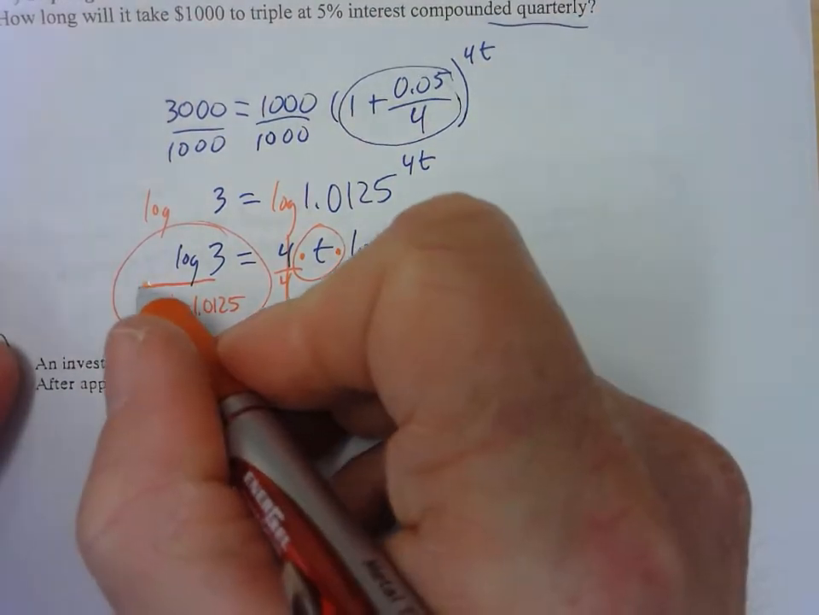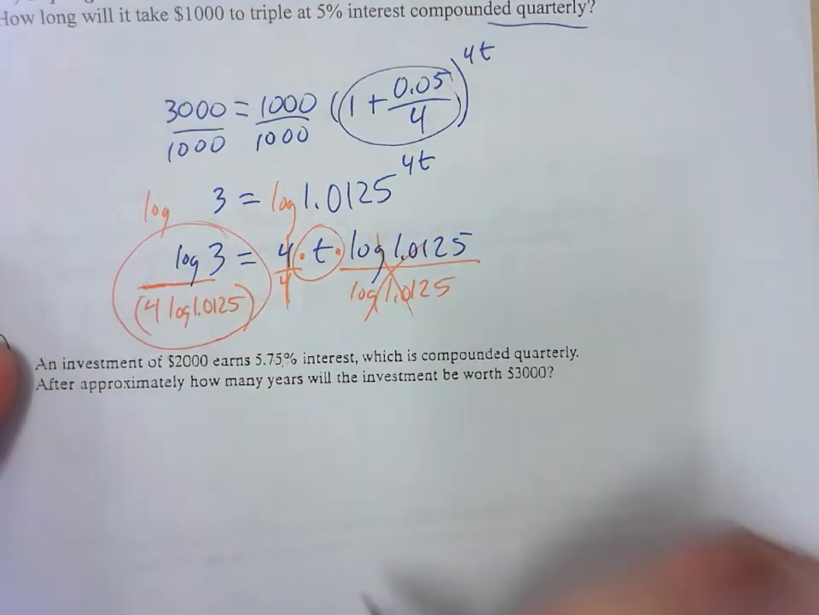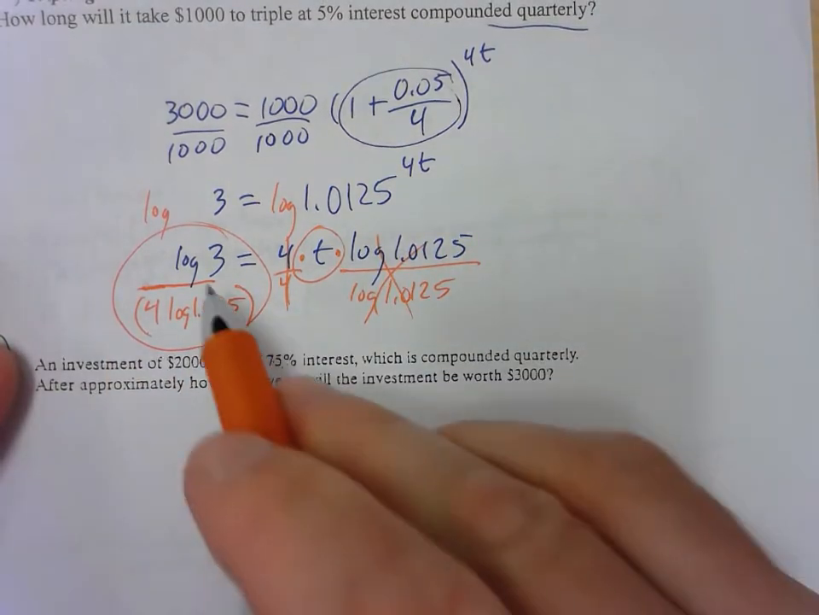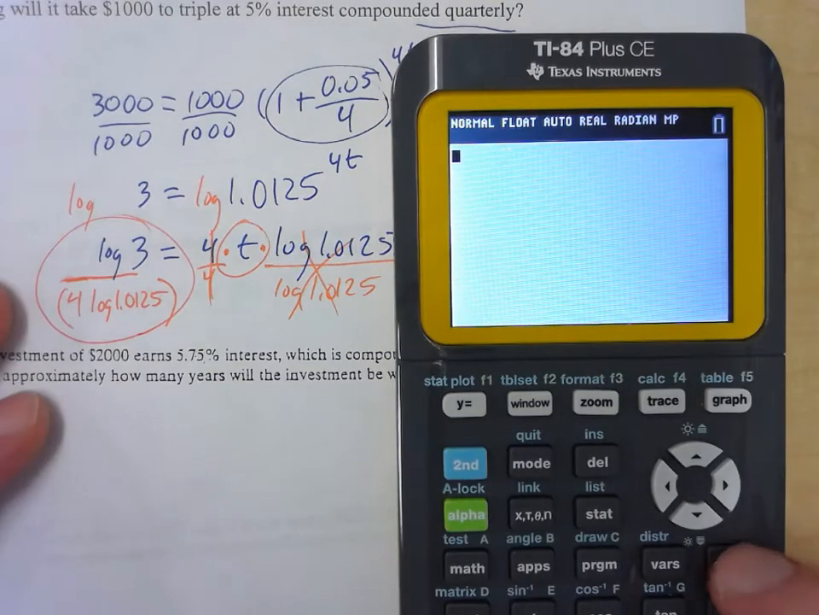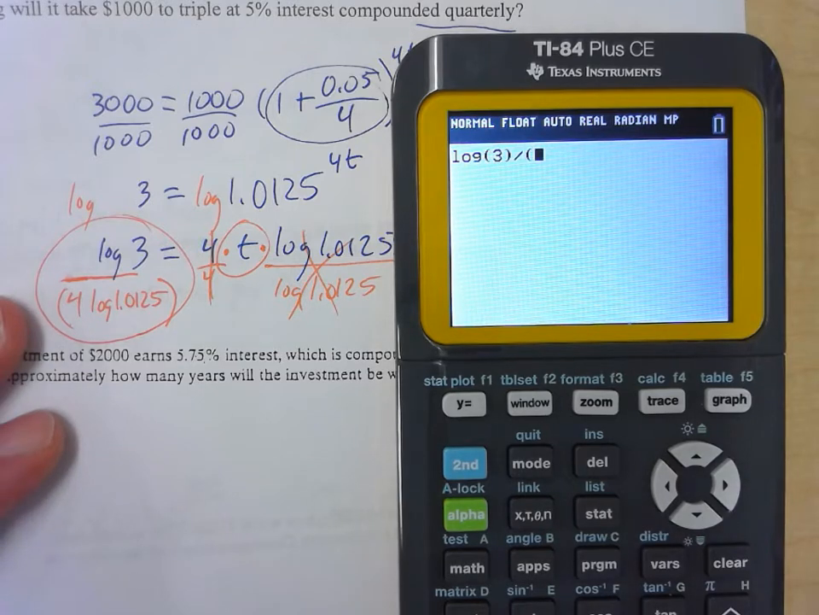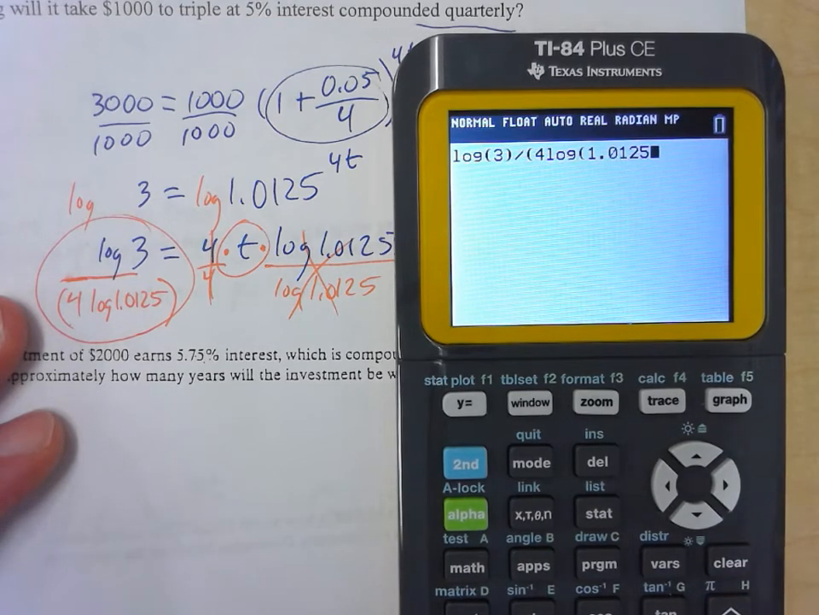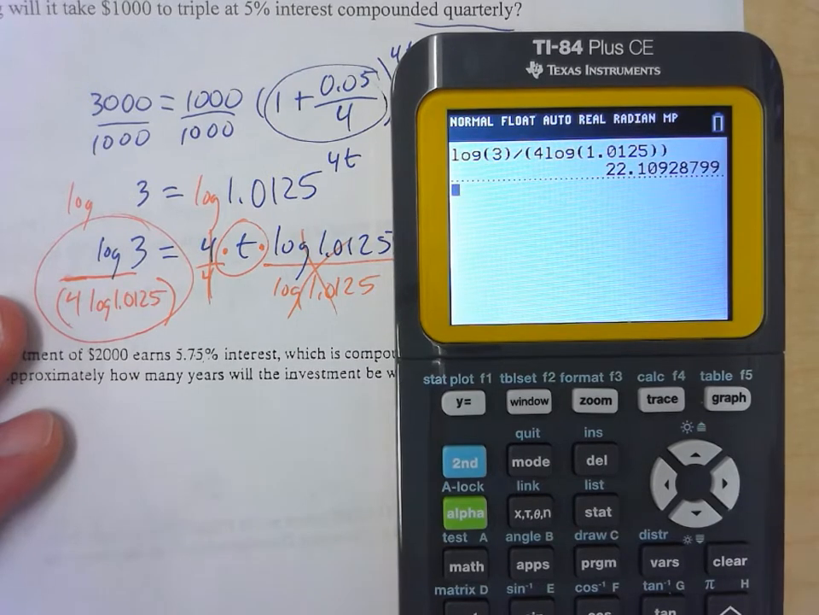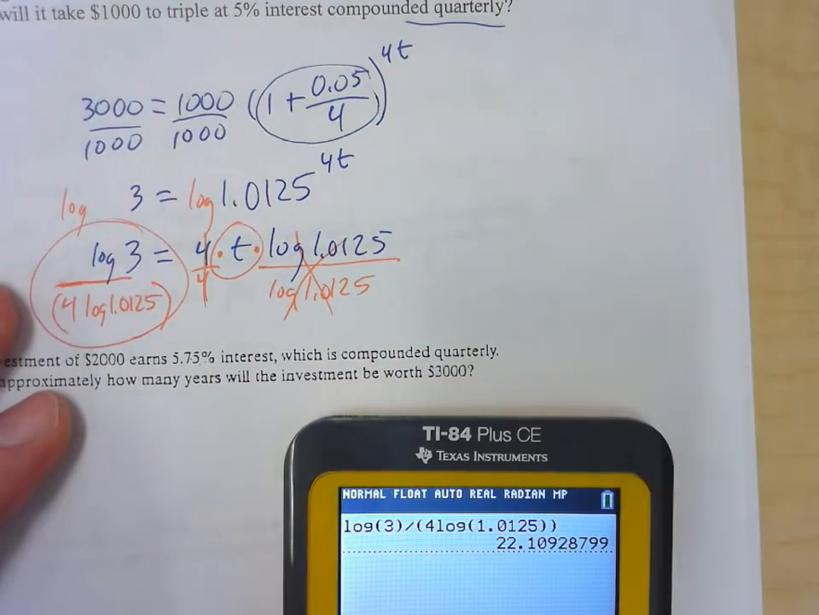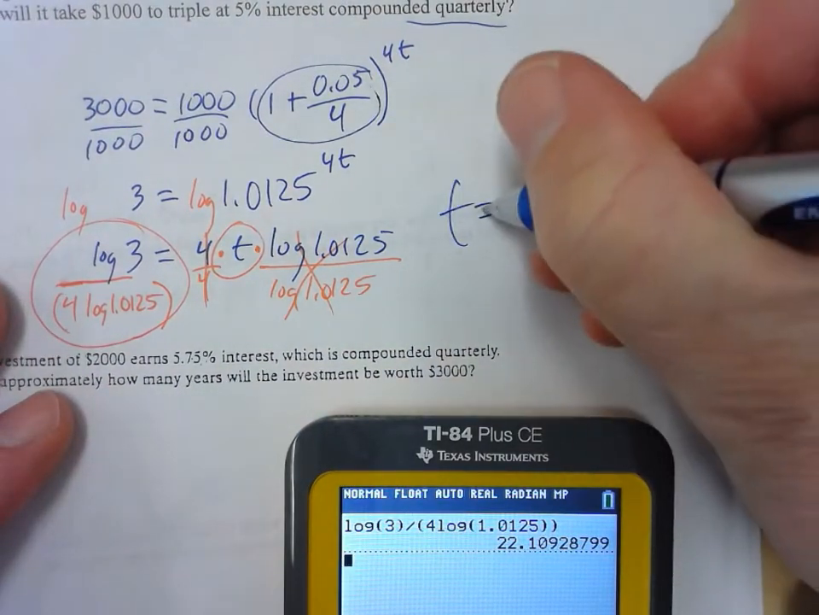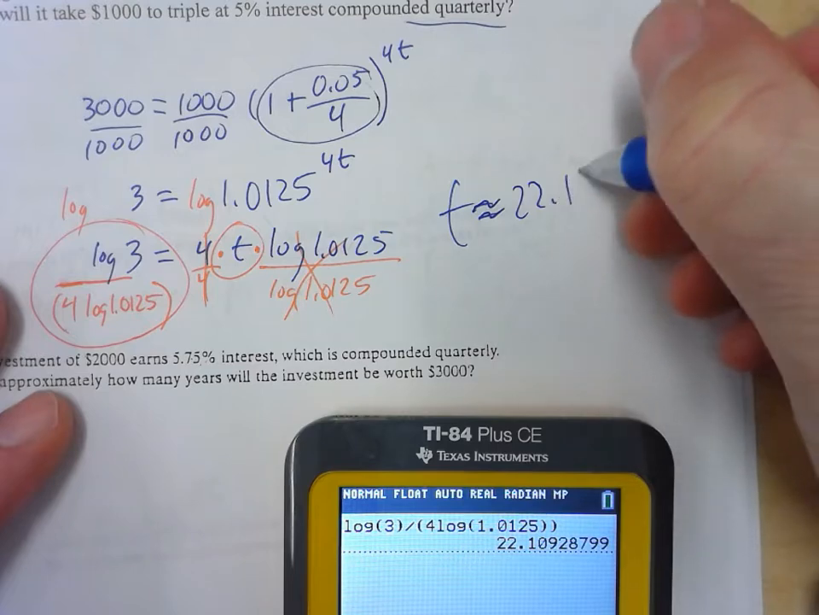Now when you type this into the calculator, you have to put parentheses there. So you have to do log 3, close the parentheses, divided by, left parenthesis, 4, log 1.0125. Close the parenthesis twice, and you get 22.11 years. So t is approximately equal to 22.11 years.